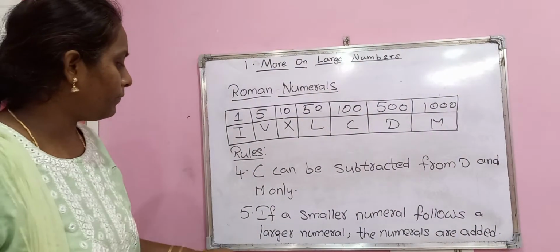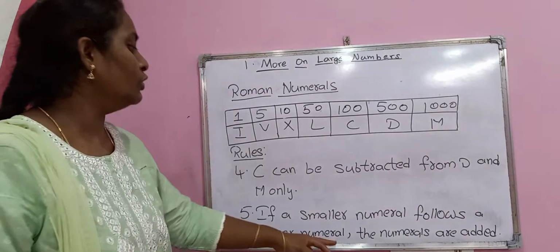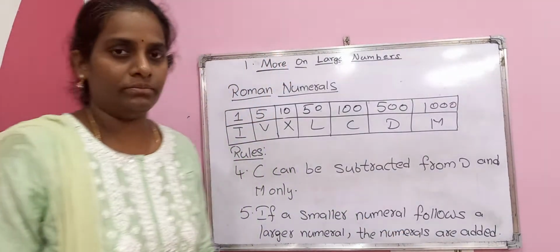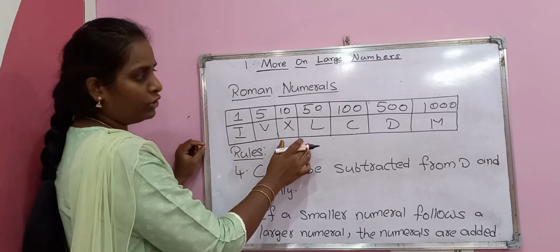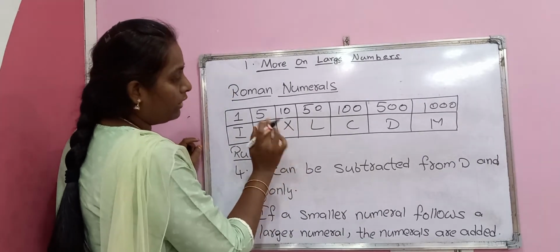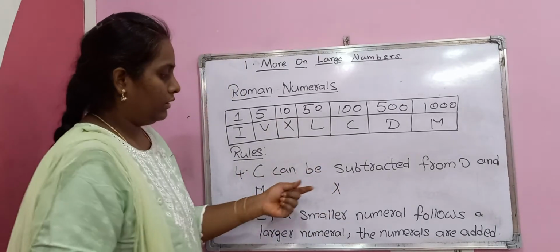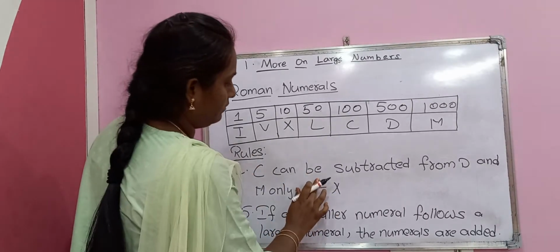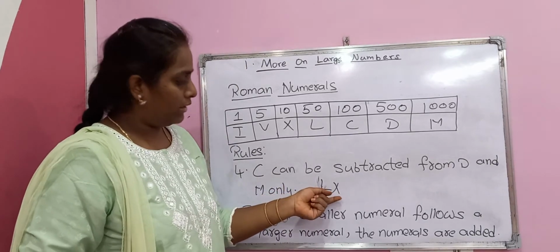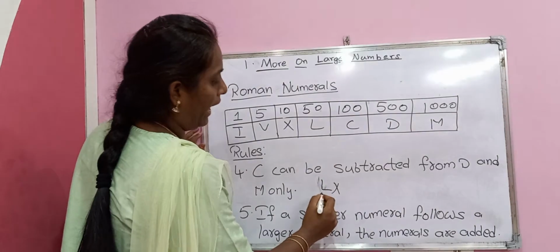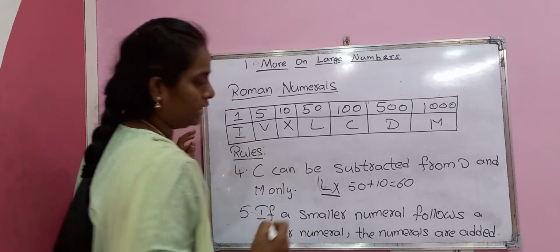And fifth point. If a smaller numeral follows a larger numeral, the numerals are added. Meaning, if a smaller numeral, here, which is the smaller numeral, X is the smaller numeral than L. So, write X. Write here L. Here, X follows L. So, add these two. L value 50 plus 10 is equal to 60.